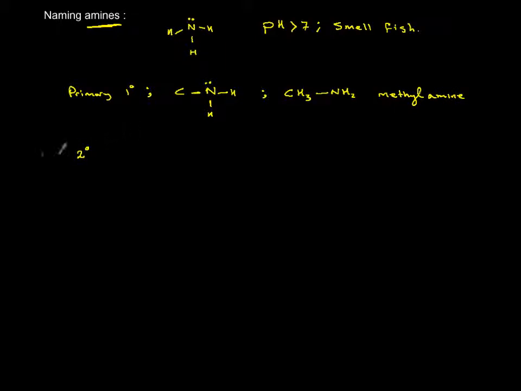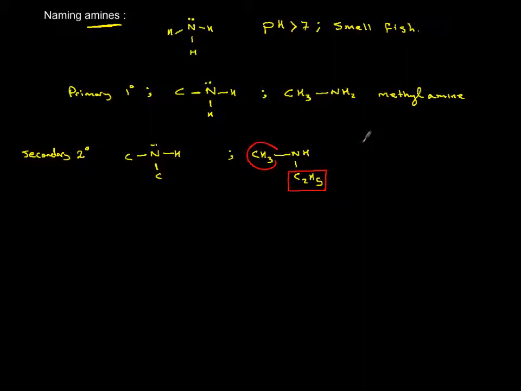For secondary, the nitrogen of the amine has 2 carbons on it and 1 hydrogen left. For example, you could have a CH3 attached to NH and a C2H5. Now in this case, to name it, we find the longest alkyl group, that's your ending, your last name, and the other alkyl becomes a branch for this secondary.